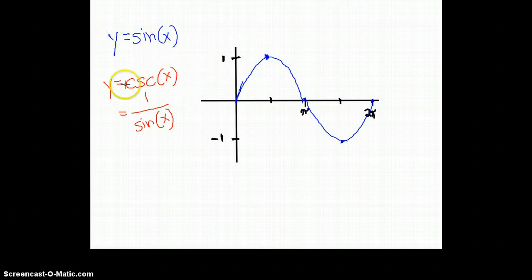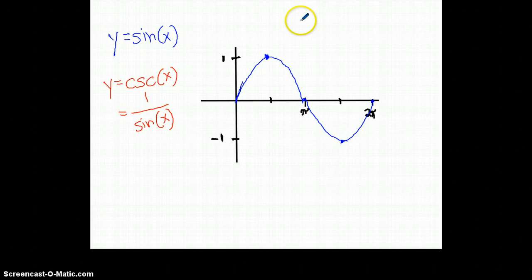So let's start out with cosecant, the graph of cosecant. Now, over here, I have the graph of sine of x, and you can see there's a period of 2 pi, amplitude of 1. So this is the standard graph of sine x. So what would the graph of cosecant x look like? Well, let's remember that cosecant is 1 over sine.